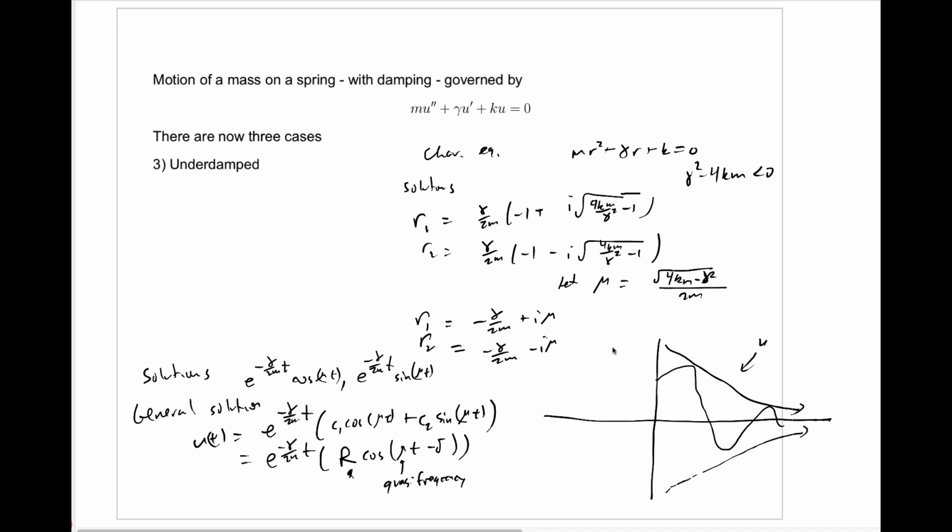Here's u, here's t. This is u equals e to the minus gamma over 2m times t, and here's u equals minus e to the minus gamma over 2m times t, and you'll see then the solution will oscillate back and forth, but with an amplitude that quickly dies down towards 0. So in the underdamped situation, you will get continued oscillations, but those oscillations just die down.